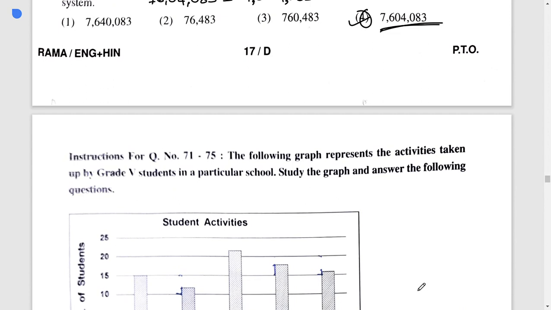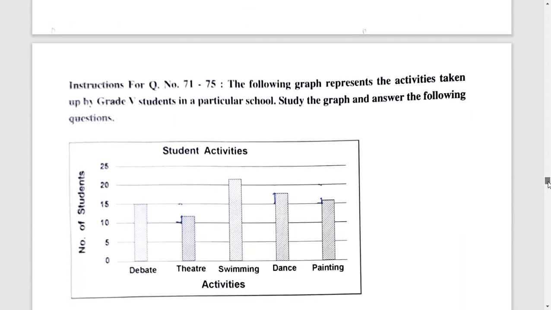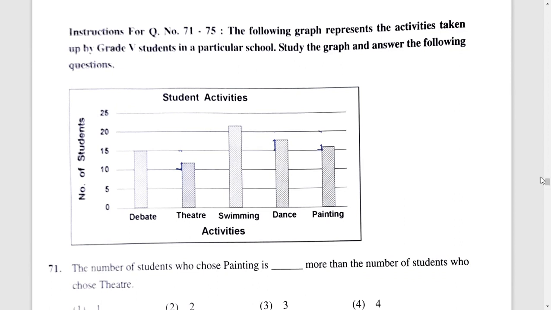Go to the next question. That is question number 71 to 75. They have given one bar graph. So by using the bar graph itself, we have to solve these 5 questions. First, we will read the instruction. The following graph represents the activities taken up by grade 5 students in a particular school. Study the graph and answer the following questions.